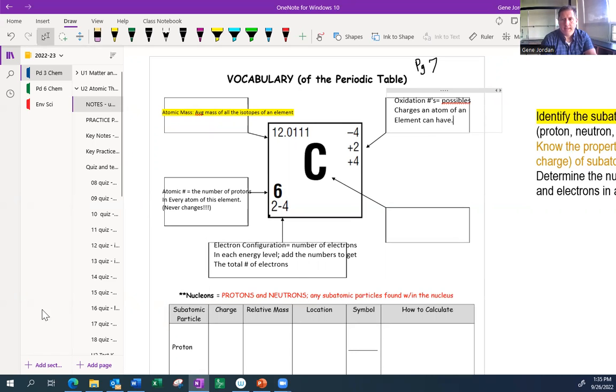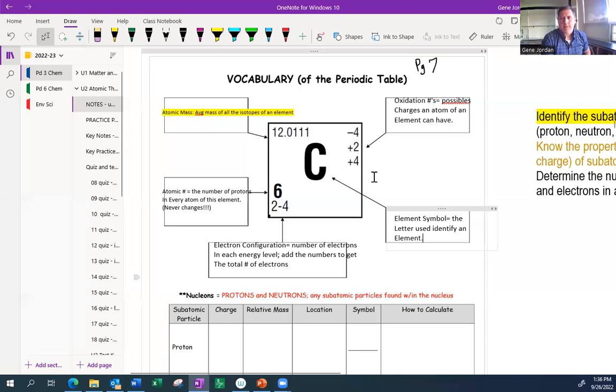All right, and then the bottom, this is the easiest one. The first one you'll see and notice, of course, is the element symbol. We're pointing to the C in this case, and it's the letter we use to signify the element. Now, it can be more than one letter. It's rarely 3 letters, but that's as many as you can use to identify an element. All right, so now we know all the different parts of how to read this.